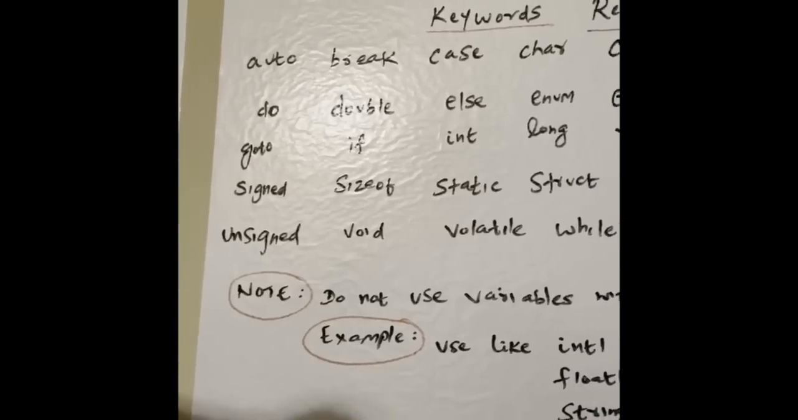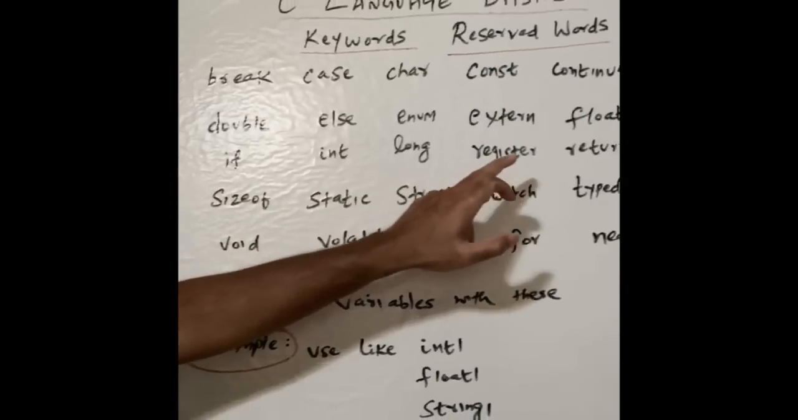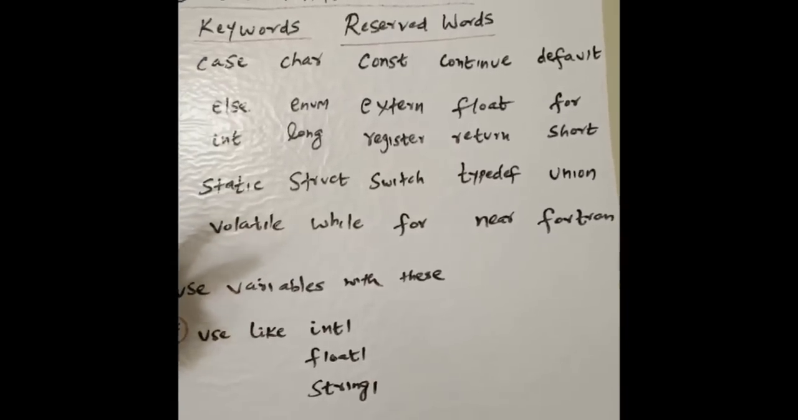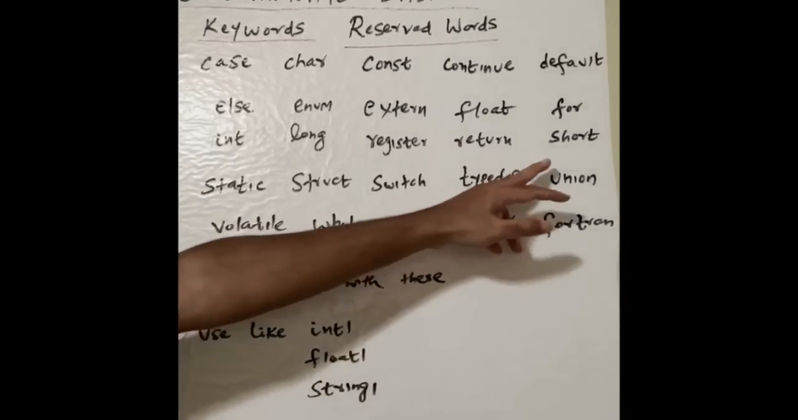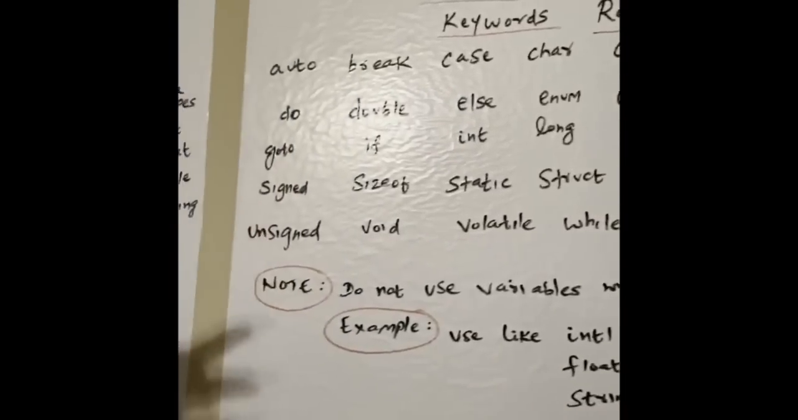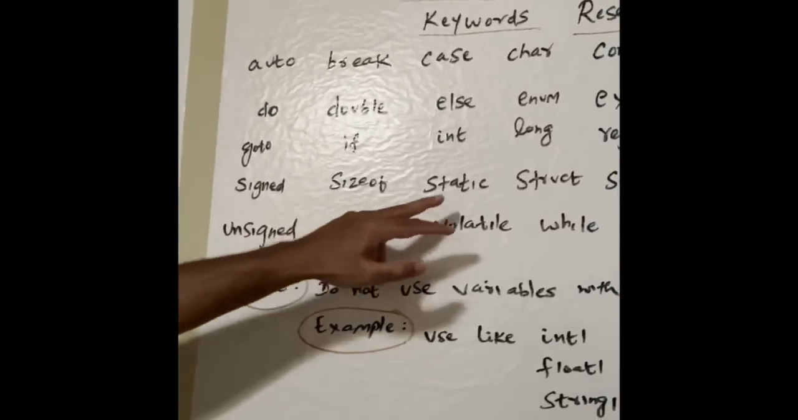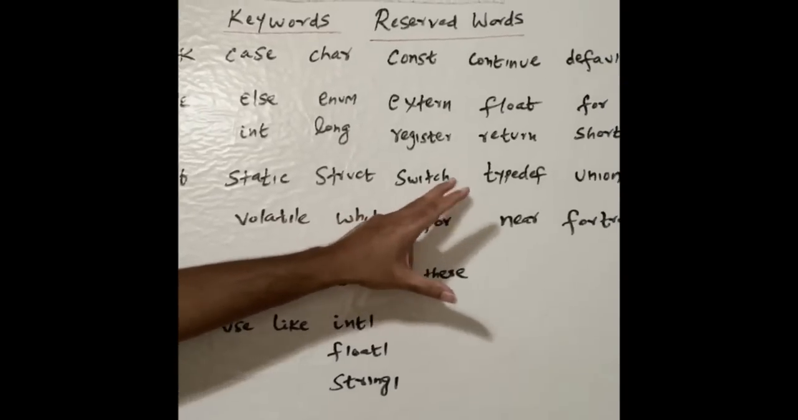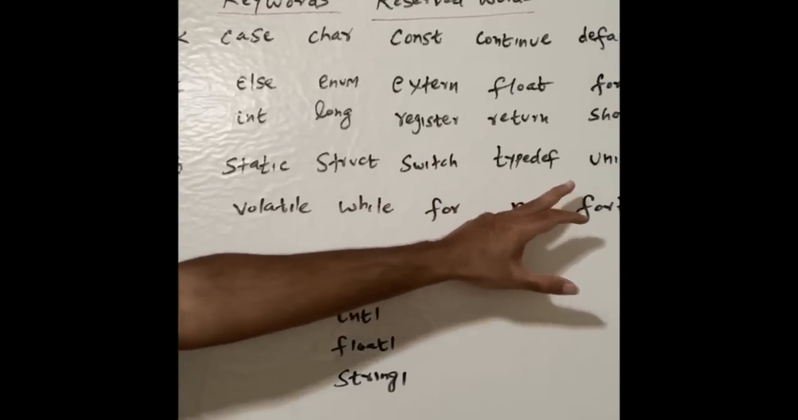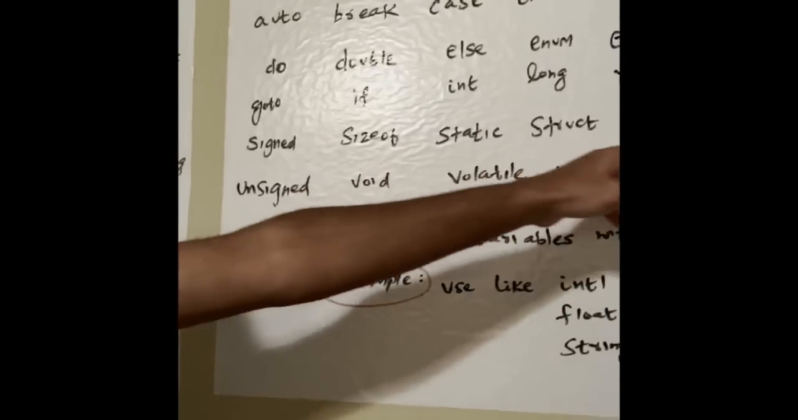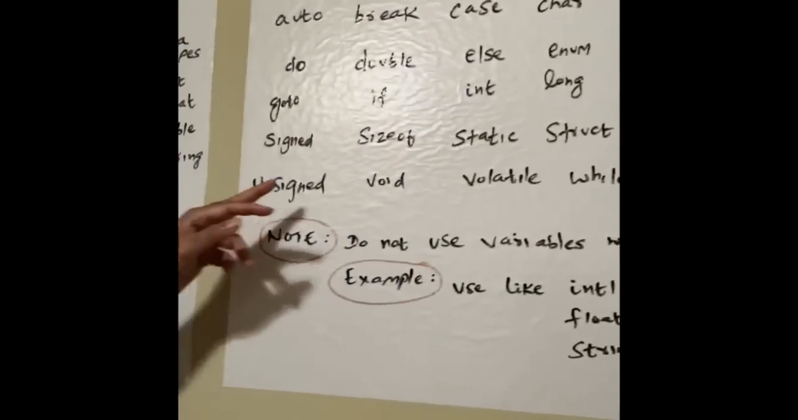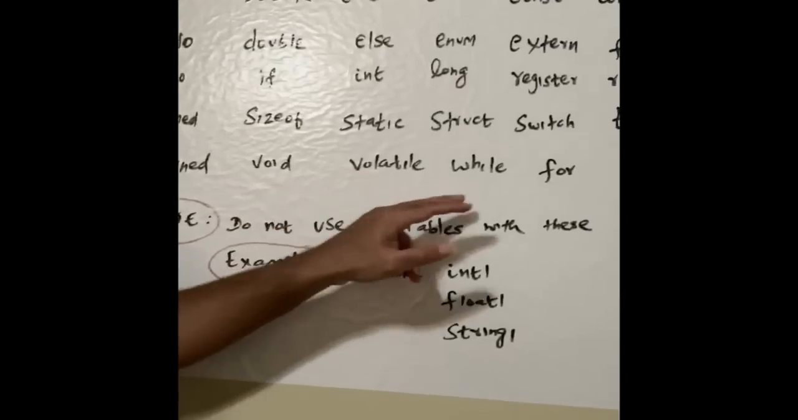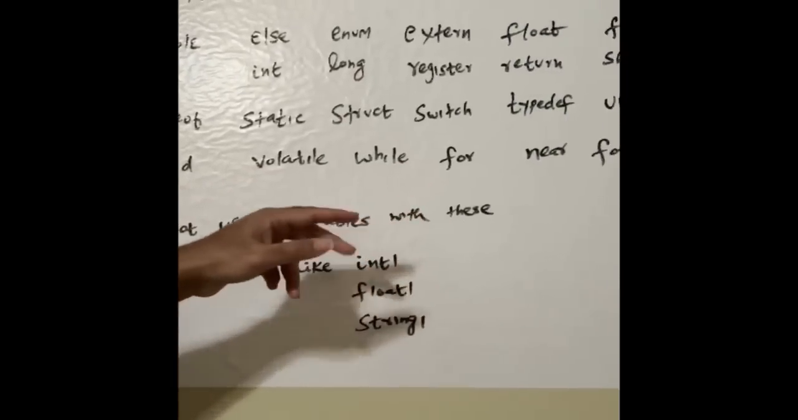If statement, int, long, register, return. Every C program will have return statements. Return 0 means there are no errors. Short is a data type. Signed, sizeof, static, struct, switch is like an expression, a looping control. Typedef, union, it's type definition actually. There's unsigned, void. Void is to return null from any program. Volatile, while, for, these are looping controls.